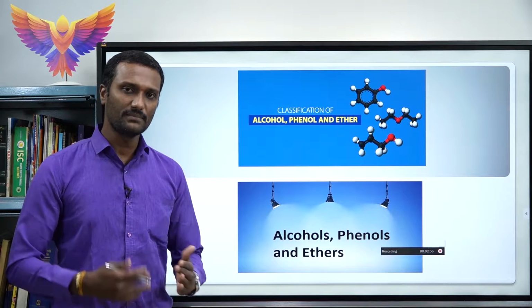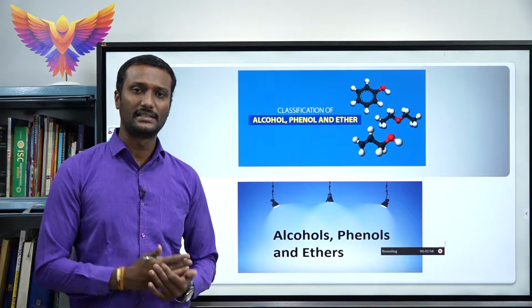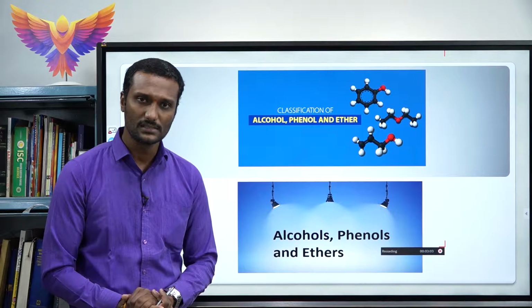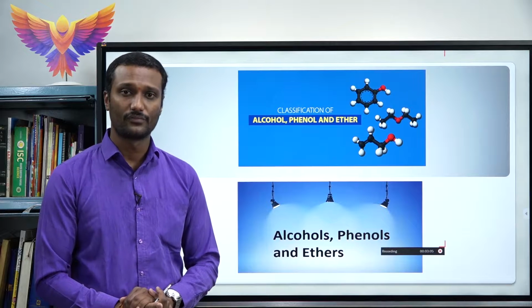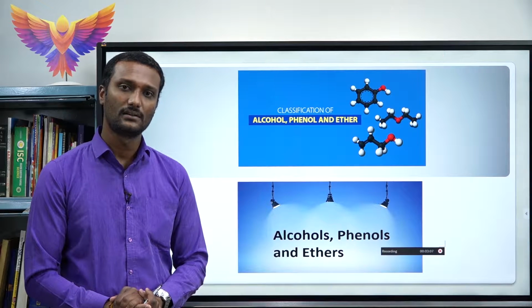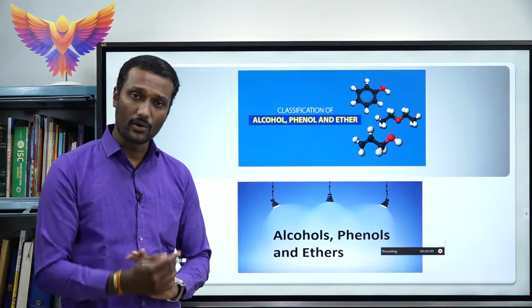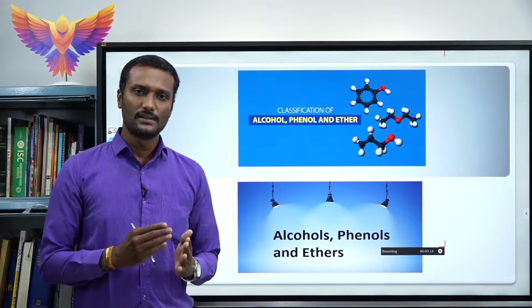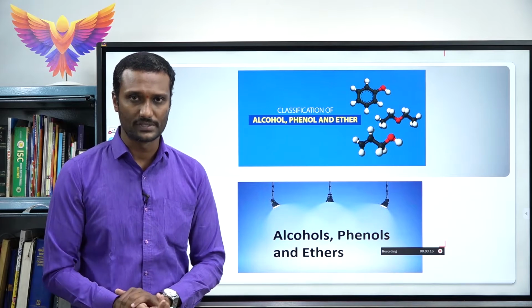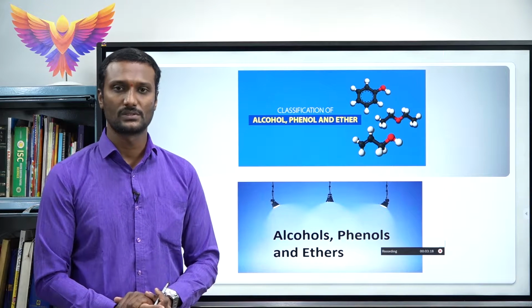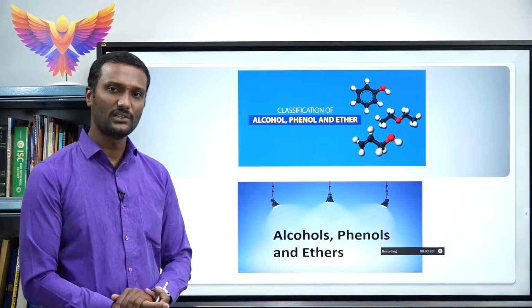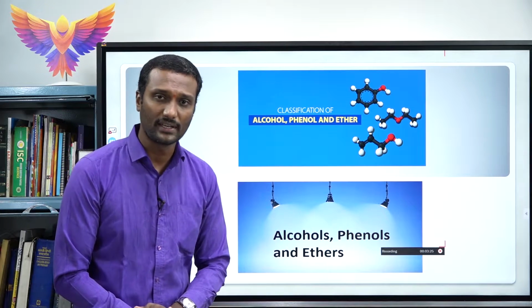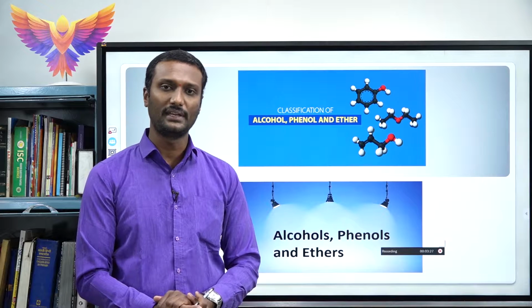So organic chemistry, as we know, is the study of organic compounds and their derivatives such as halogens, alcohol, phenol, ether, aldehyde, carboxylic acid, ketone, amines. So we have a set of functional groups in organic chemistry. Among that, today we are studying one of the important classifications from organic chemistry called alcohol, phenol and ether.